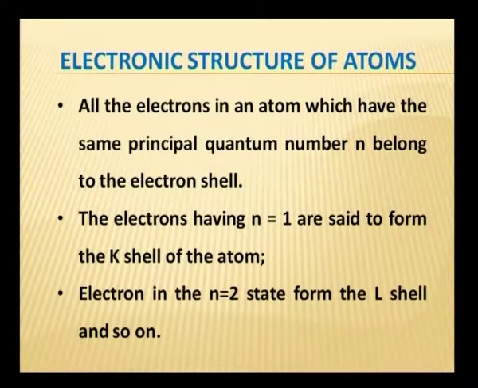All the electrons in an atom which have the same principal quantum number n belong to that particular electronic shell. That is, the K shell will have n equal to 1, the L shell n equal to 2, and so on. K, L, M, N, O, P are the main shells. All of you have studied in high school that the n values are 1, 2, 3, etc. Remember, n equal to 1 means the K shell, the first shell.